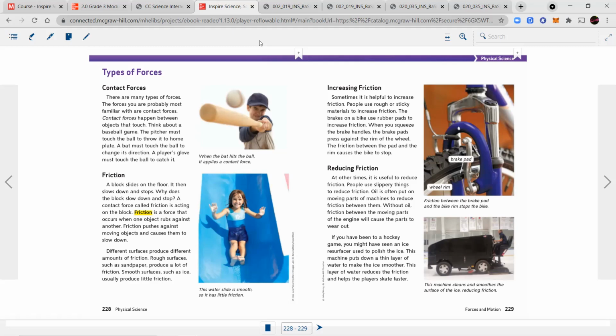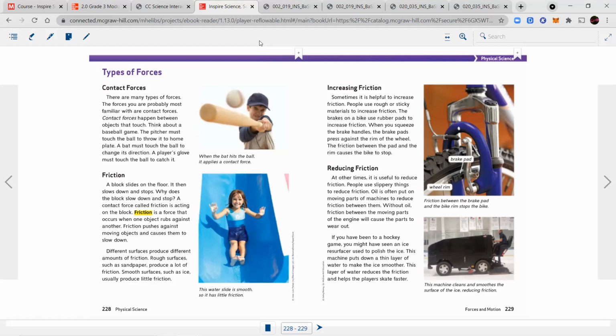Increasing friction. When you increase something, you make it more. Sometimes it is helpful to increase friction. People use rough or sticky material to increase friction. The brakes on the bike use rubber pads to increase friction.